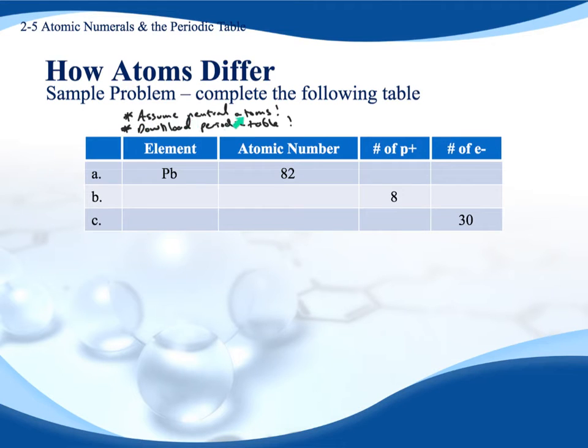For now, let's assume that all of these atoms are neutral, and if you don't have that periodic table downloaded or pulled up on a browser, go ahead and do that. If we have an atomic number of 82, that means we also have 82 protons. And assuming that it's electrically neutral, if I have 82 positive charges, I better have 82 negative charges. The second one here tells us we have 8 protons, so see if you can fill in the rest of this line. And the last one here tells us we have 30 electrons, so fill in that line as well.